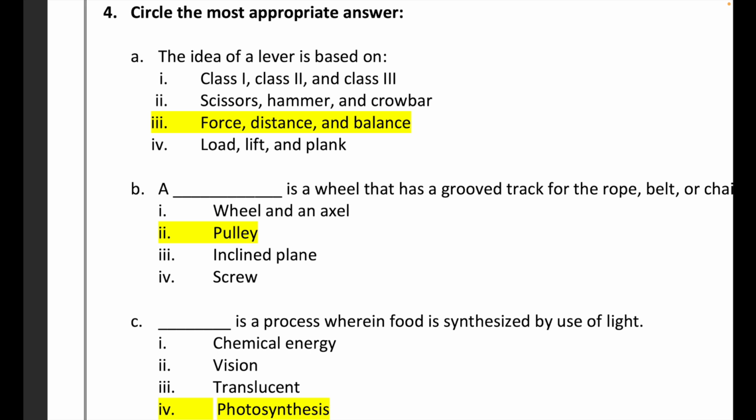Second, a dash is a wheel that has a grooved track for the rope, belt or chain to move through it. First, wheel and an axle. Second, pulley. Third, inclined plane. Fourth, screw. And the correct answer is second, pulley. Third, dash is a process wherein food is synthesized by use of light. First, chemical energy. Second, vision. Third, translucent. Fourth, photosynthesis. And the correct answer is photosynthesis.